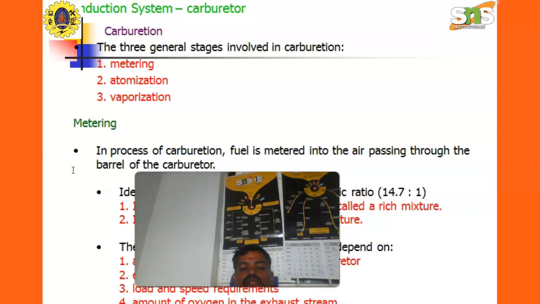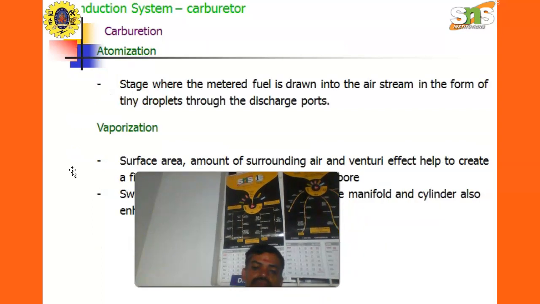The ideal air-fuel ratio is called the stoichiometric ratio: 14.7 to 1. If there is more fuel in the mixture, it is called a rich mixture. If there is less fuel, it is called a lean mixture. The amount of fuel metered into the air depends on the amount of air passing through the carburetor, engine temperature, low speed requirement, and amount of oxygen in the exhaust streams.